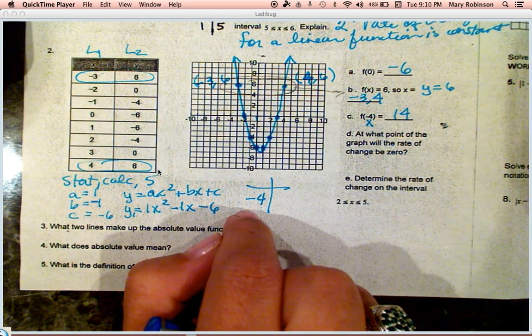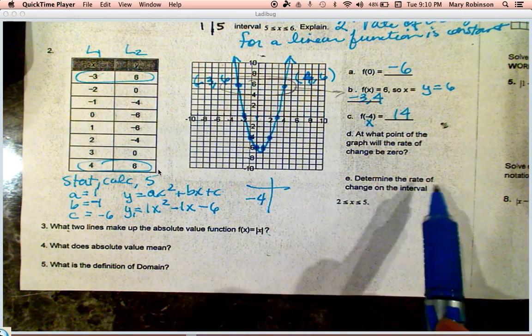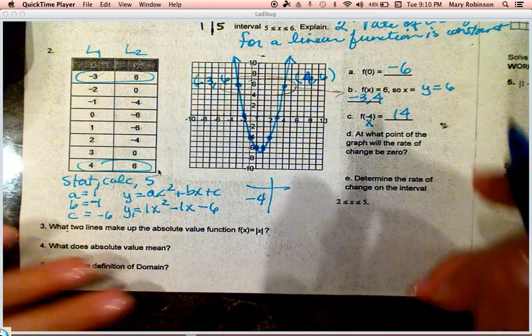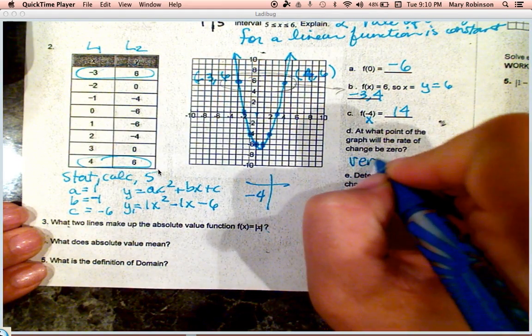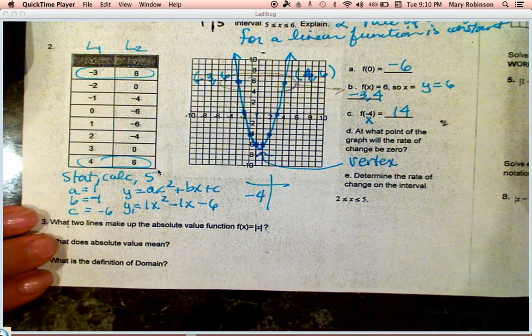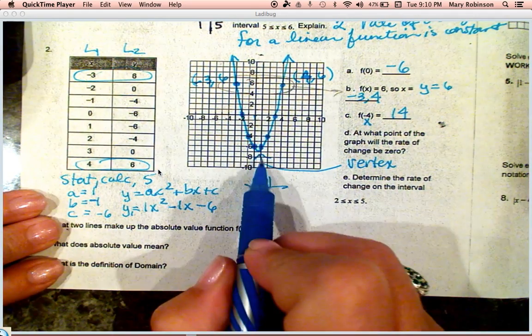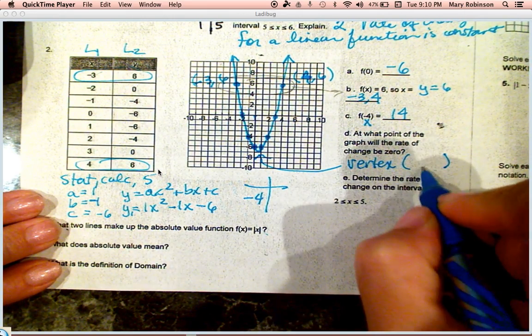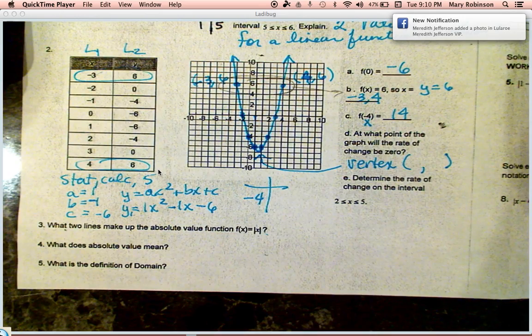Okay? Next it says, at what point of the graph will the rate of change be 0? Please note that that will always be the vertex, because at the vertex it is neither increasing nor decreasing. This one here you don't clearly see the vertex, however the one on your test you will. So I do want you to put the vertex and write the ordered pair.